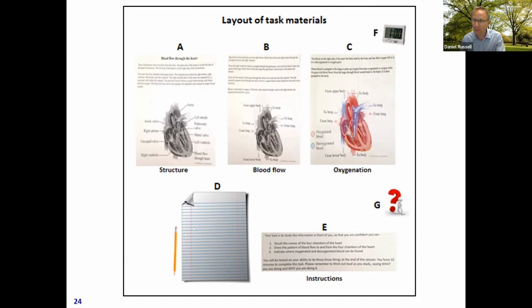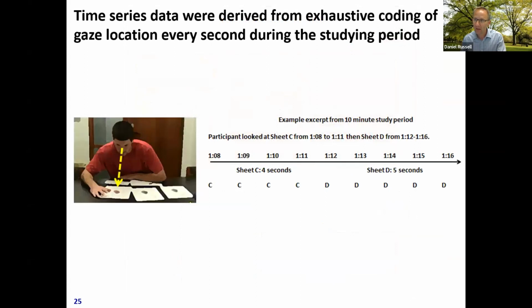It was there. They were given instructions. There was a timer, and they were told to study, and they were going to do a test on this information. They had up to 10 minutes, but they could decide when to quit. So we were wondering, where do people look, and is there structure in those gazes?